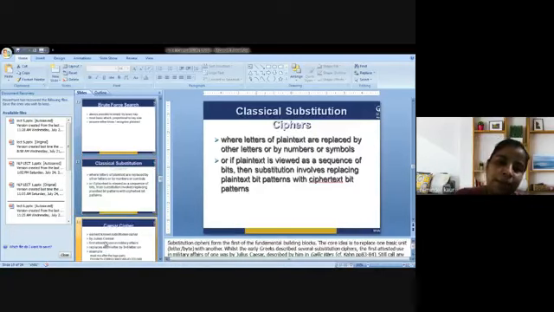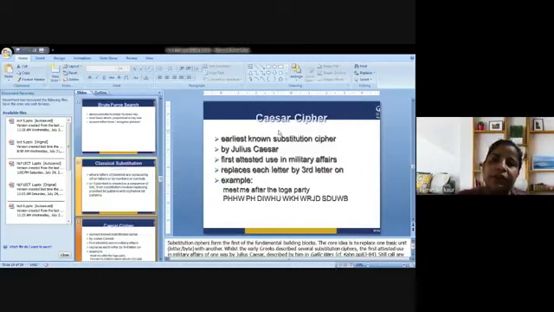Here is an example of the classical substitution cipher, that is the Caesar cipher. It is the earliest known substitution cipher, developed by Julius Caesar, with first attested use in military affairs. It replaces each letter by the third letter after it. For example, if I am using ABC, A is replaced by D, B by E, and C by F. DEF will be my ciphertext after performing the Caesar cipher, because it uses a shift of three.